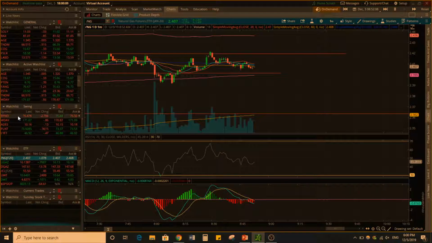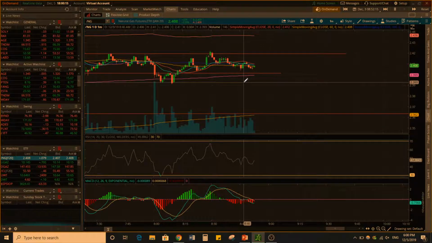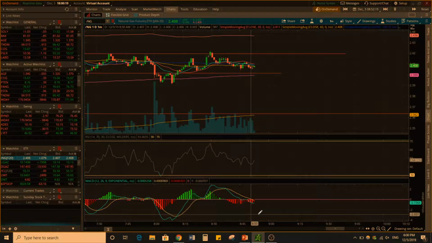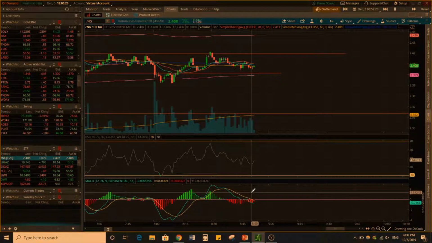Okay, so looks like NG came down from that little reversal I was trying to do. Came down here, so looks pretty good for us. But it looks like it's trying to make another reversal. I would get in here if it wasn't for that.